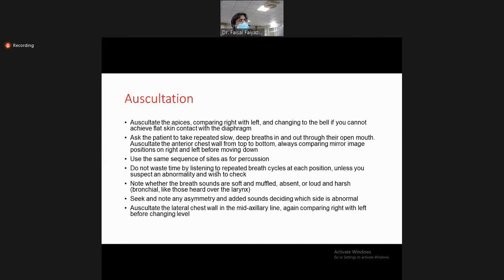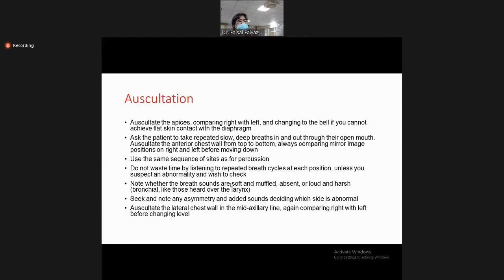Do not waste time by listening to repeated breath sounds. If you keep standing in one place and keep listening for about 25, 30 seconds, half a minute there, it will not serve the purpose. But that doesn't mean you should put the stethoscope without listening to even a single breath and move to the next position. Either extreme, less or more, is not desirable. So do not waste time listening to repeated breath sounds at each position unless you suspect an abnormality and wish to check. Then it's okay, you can spend more time on the same place because you're suspecting an abnormality or you're getting some signs.